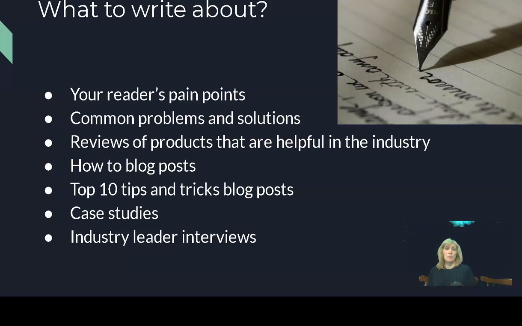The how-to blog posts, I should put how-to in quotes. Tips and tricks. Numbers in headlines are really good because they make them a little bit more interesting. So having a top 10 or top 5, top 7, top 9, whatever number you come up with, that is good. Case studies and industry leader interviews. If you can get an industry leader or an influencer to interview, that's always great.